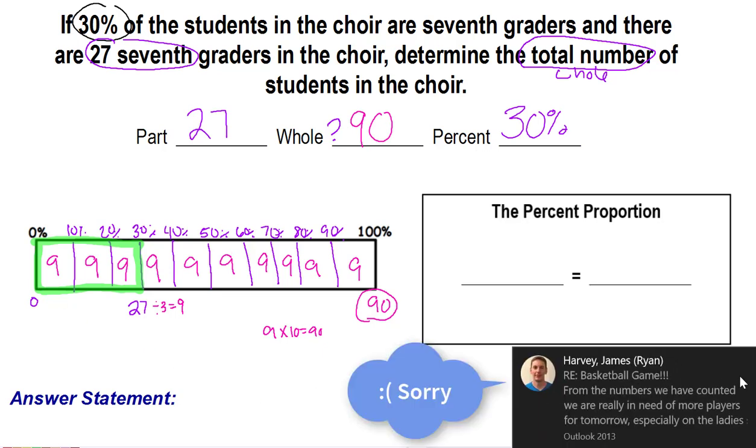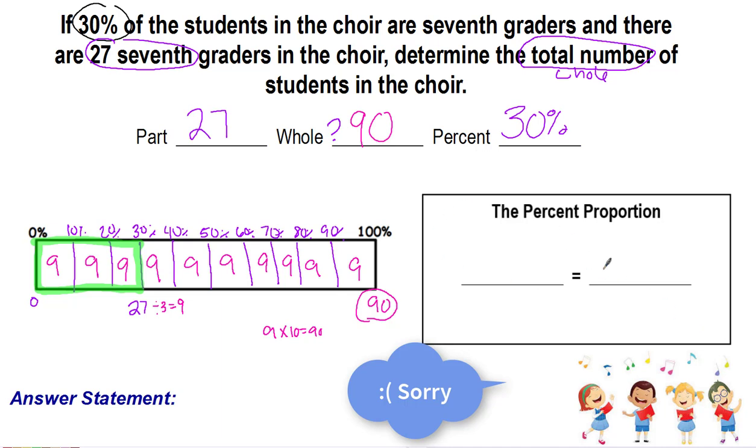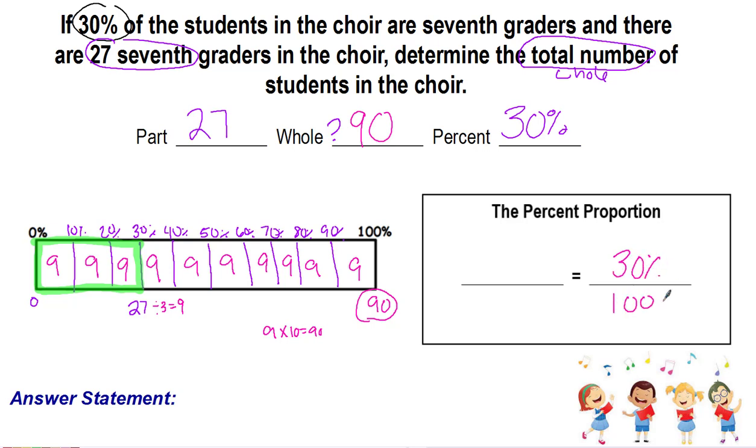Now let's do the same thing, but with the percent proportions. Okay, again, this is going to be my percent side. So 30%, 100%. Because again, percent is out of 100. Okay, I'm looking for the whole, so I'm not going to have anything down here. But I do know the part. Okay, and do the same thing as we've always done.